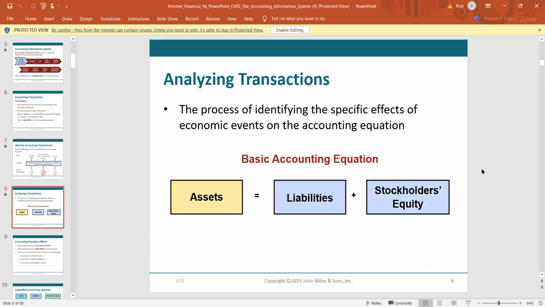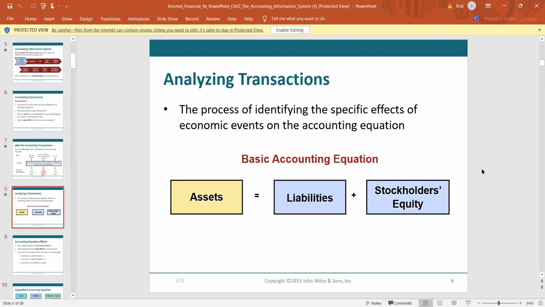The process of identifying the specific accounts and the effects of economic events on the accounting equation. Look at our equation. Assets equal liabilities plus equity. You have a business with $1 million and you offered to sell it to me for $500,000. I would be nuts to do that without knowing how much you had in liabilities. Maybe you had $1 million in liabilities and the company was valued at 0. So assets equal liabilities plus equity.